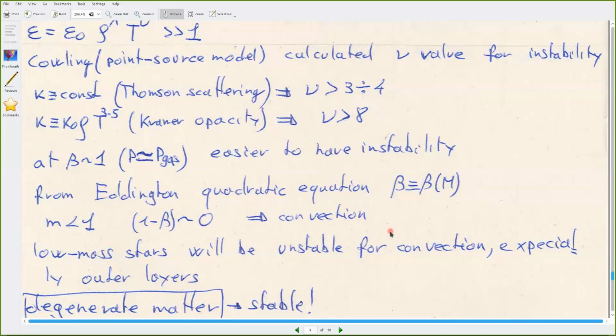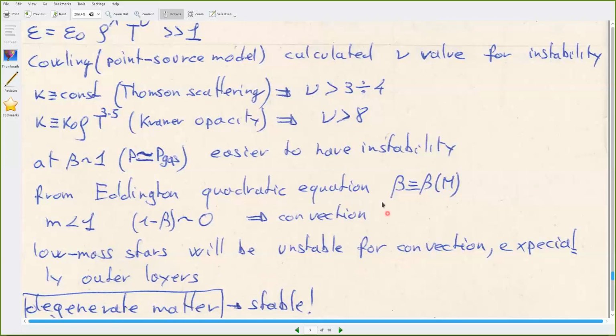Then we stop there because, as you will see in the evolution, if you don't have enough mass, you can break the degeneration of the electrons, and you cannot compress the star too much. It will maybe not reach the temperature needed. The same low mass stars will be stable for convection, especially the outer layer.